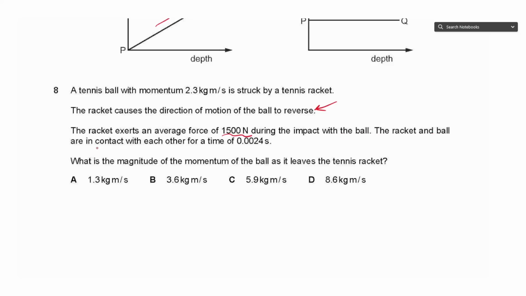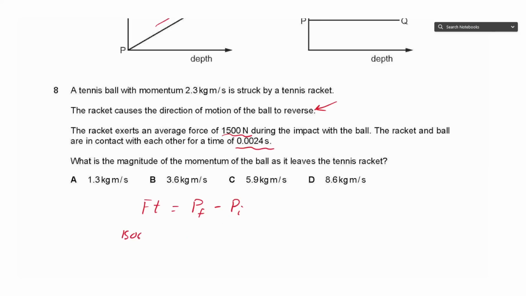The racket and ball are in contact with each other for a time of 0.0024 seconds. What is the magnitude of the momentum of the ball as it leaves the tennis racket, the final momentum? We can use that the force is equal to the change in momentum over time, or force multiplied by time is equal to the change in momentum, which is final momentum minus initial momentum.